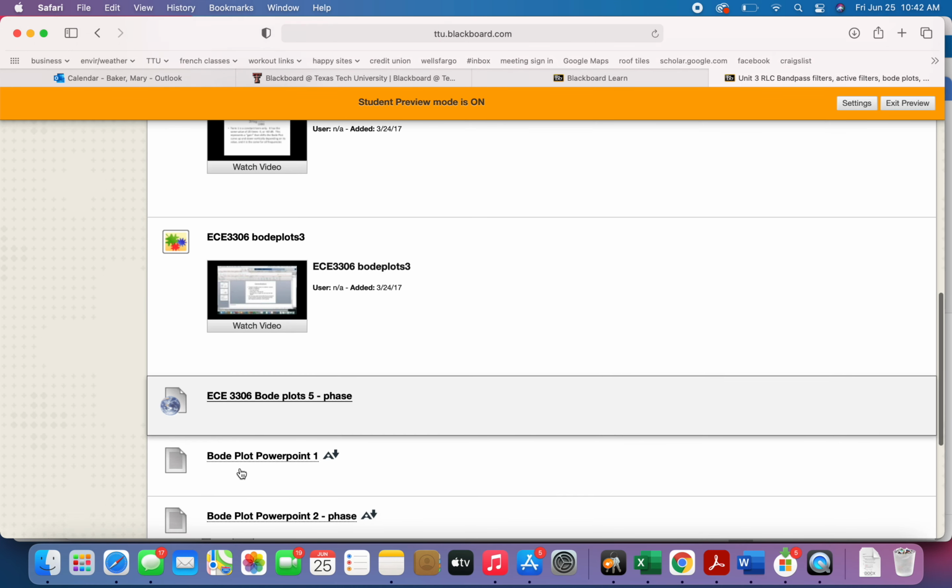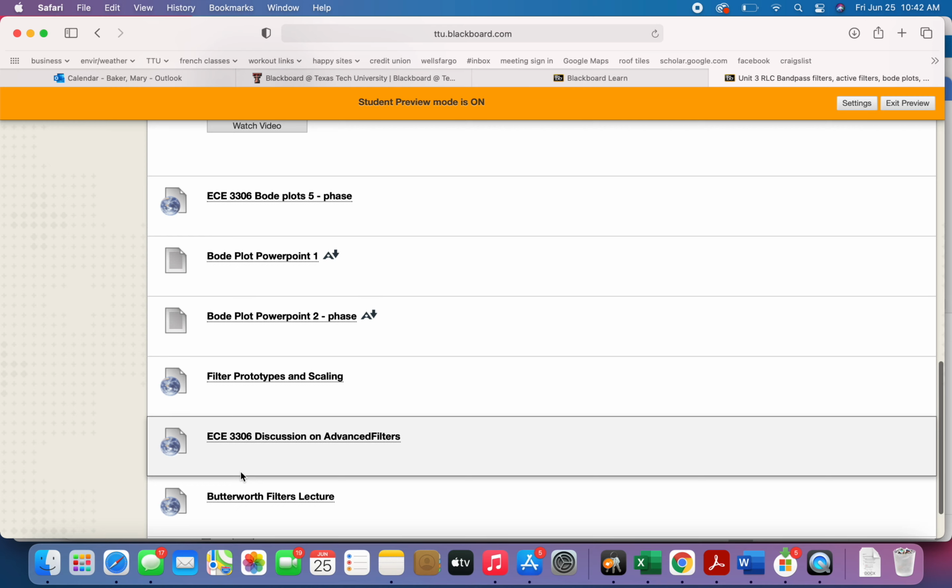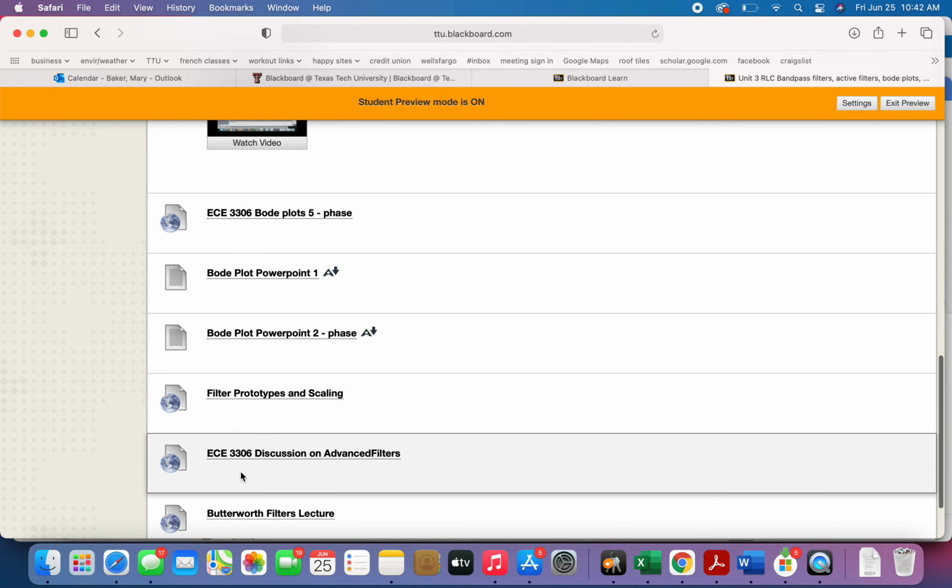Where is that lecture? I think it's this discussion on advanced filters. It's basically an active low pass filter with 3 stages or 4, I don't remember what I asked for, cascaded together. So there's some discussion of that in some of these lectures. So you could go ahead and get started on the project there.